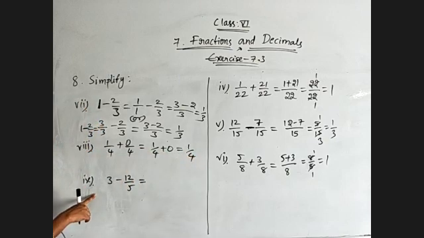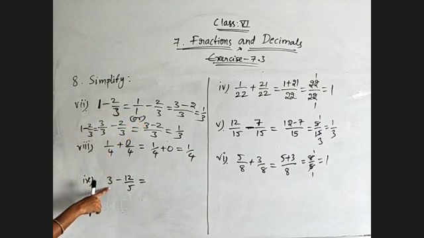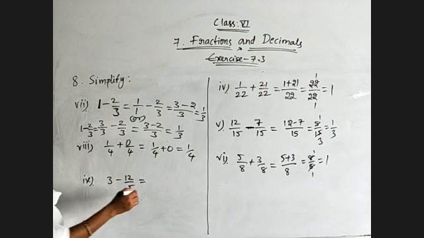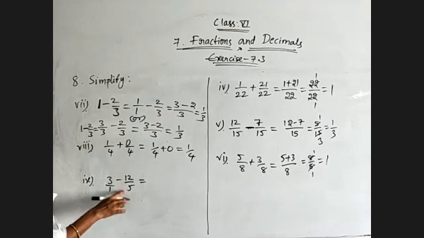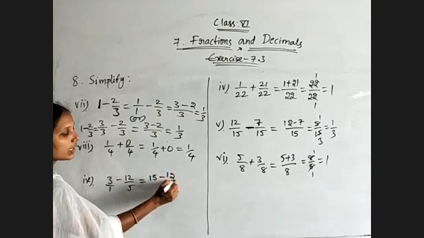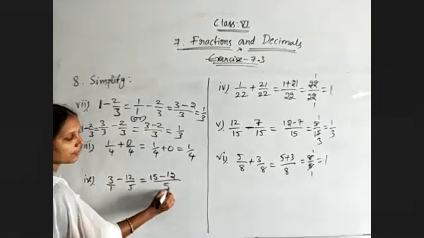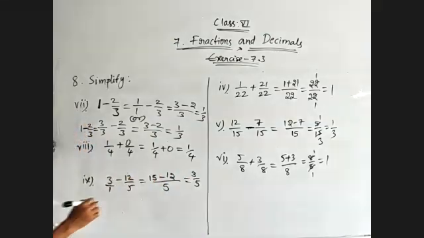And the last question, 3 minus 12 by 5, same as this. Here we can't take 5 by 5 because 1 we don't have, 3 is there. So go through the cross multiplication. 3 we can write as 3 by 1. 5 threes are 15 minus 1 into 12 is 12, divided by 1 fives are 5, which is equal to 15 minus 12 is 3, so 3 by 5.